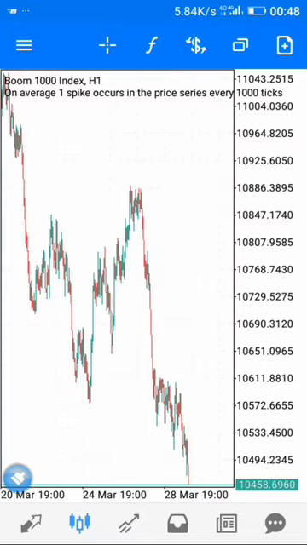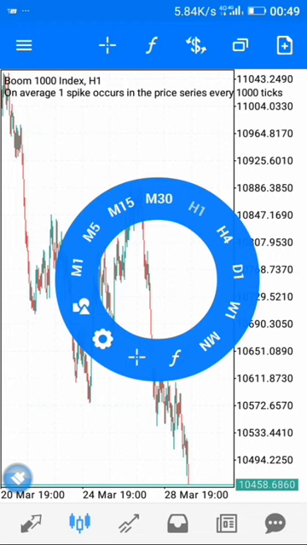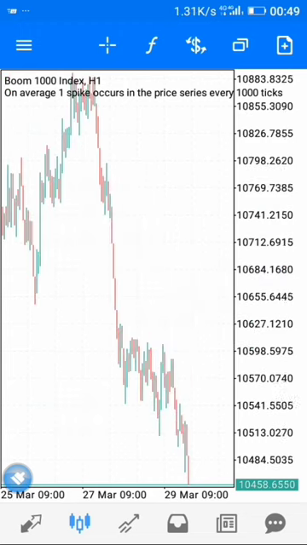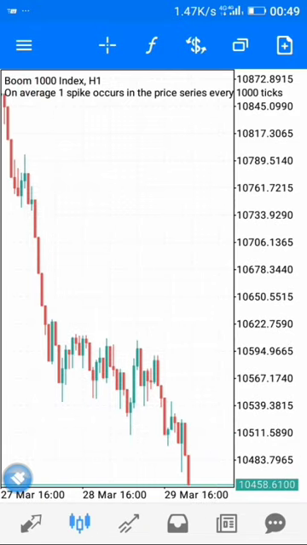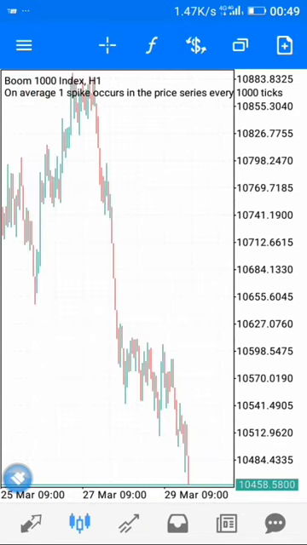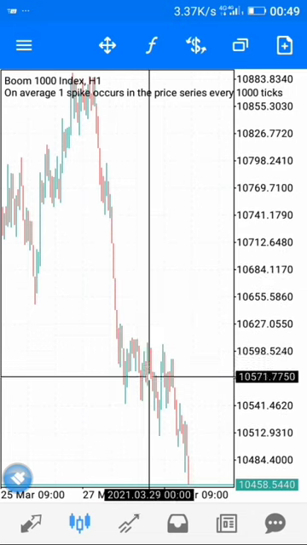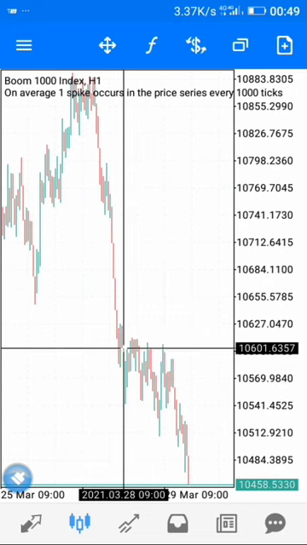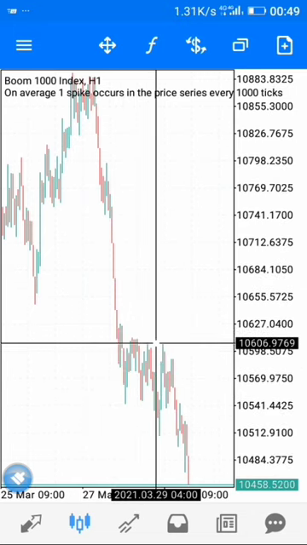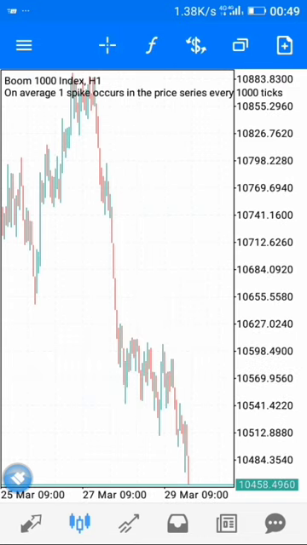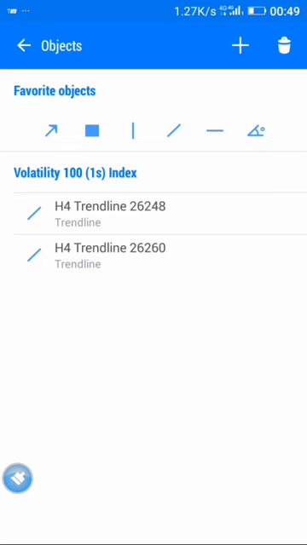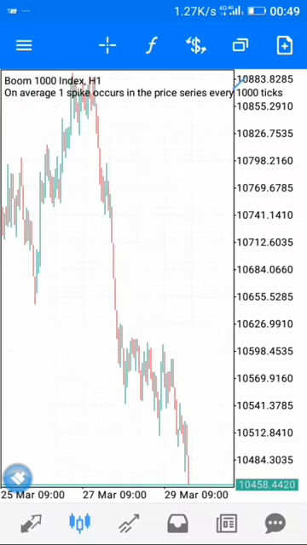Okay, here we are looking at Boom 1000 on the 1 minute chart, and we are going to be looking at this very small portion where the market ranged for a while. I'm going to use a trend line to make an illustration here. So we're going to draw a trend line around that area this way.